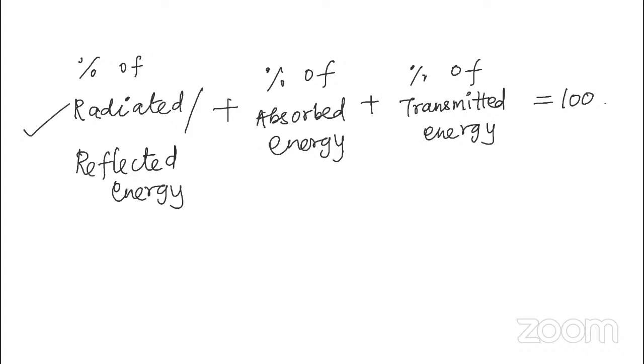So the total energy value should be 100. Total percentage is 100. In a problem, if they give the reflected energy and the observed energy, and ask what the transmitted energy will be, you have to add these two values and subtract the sum from 100. Then we get the transmitted energy.